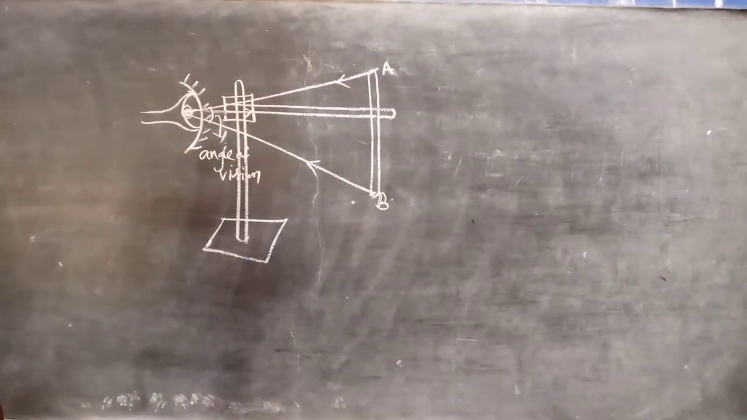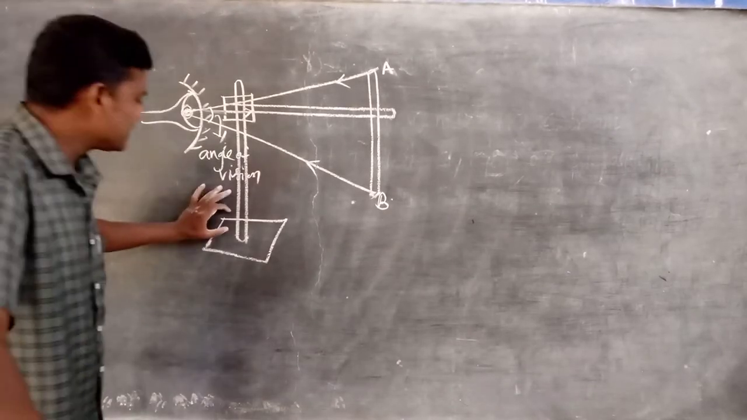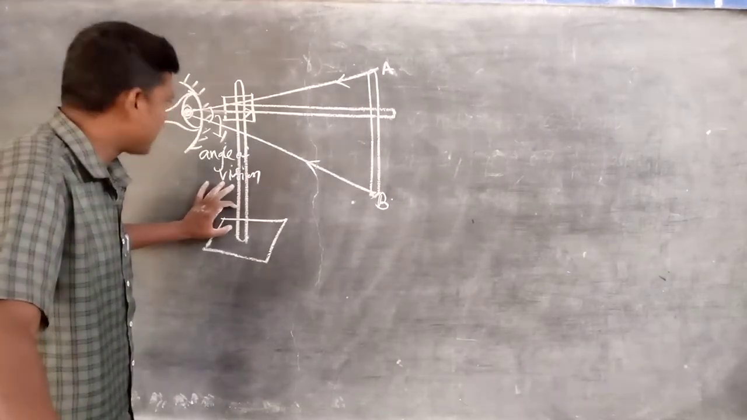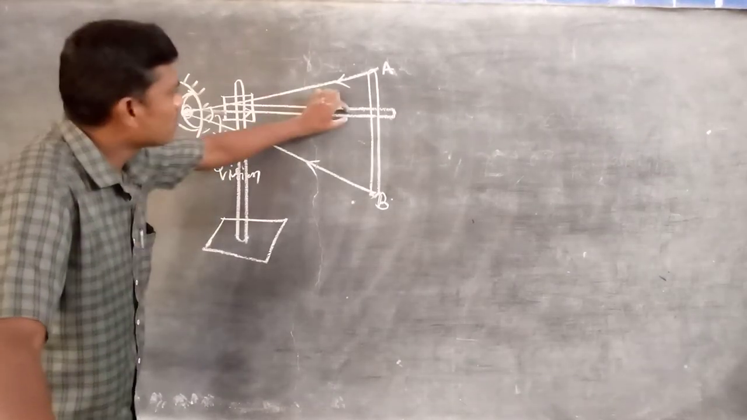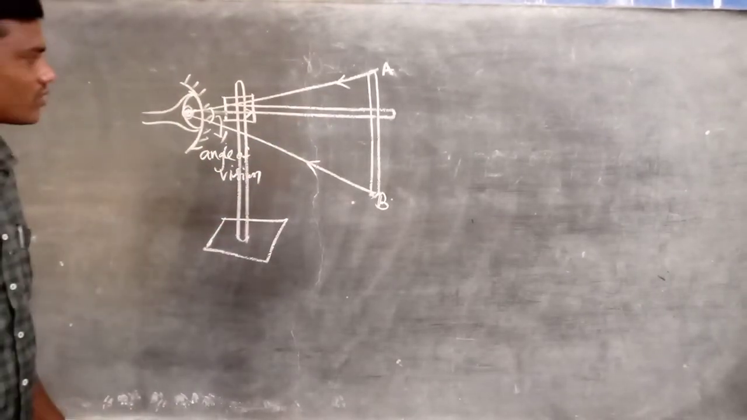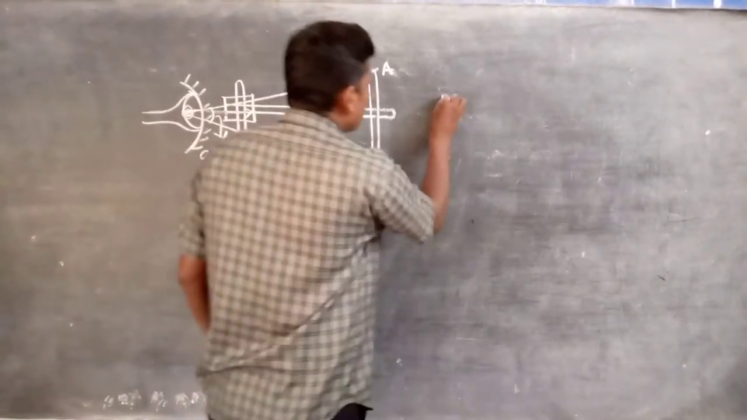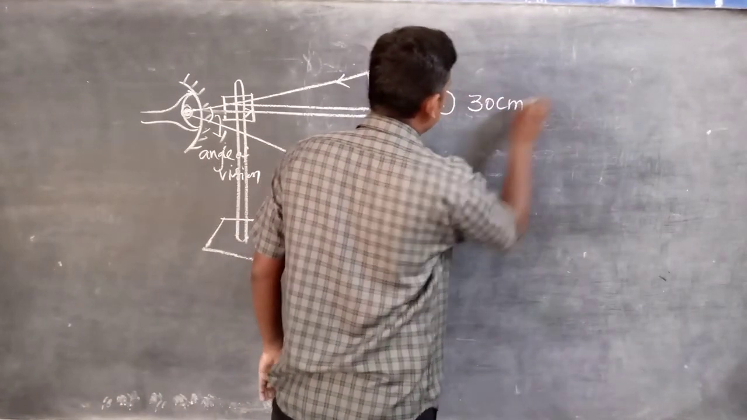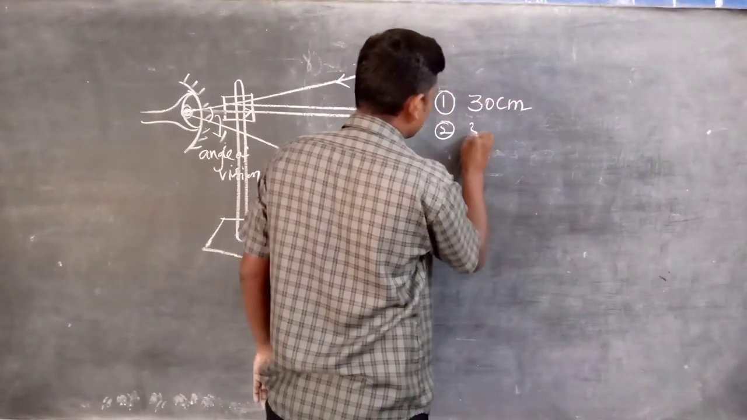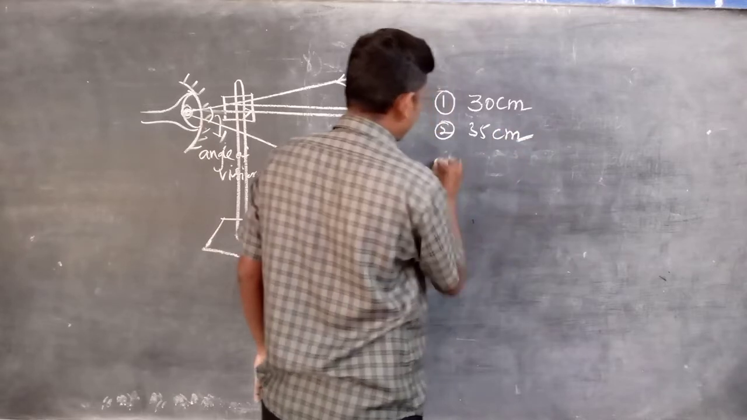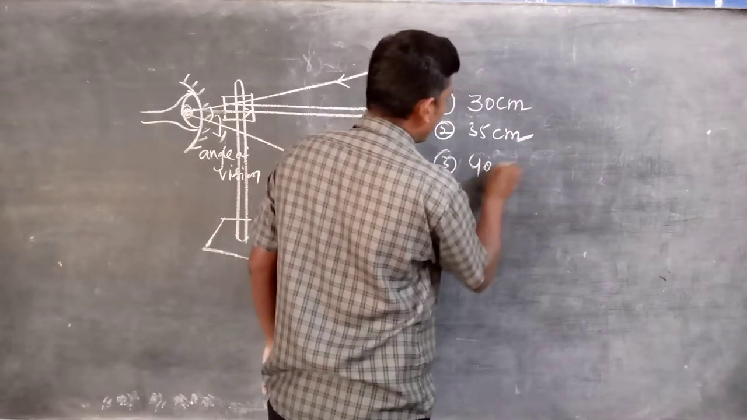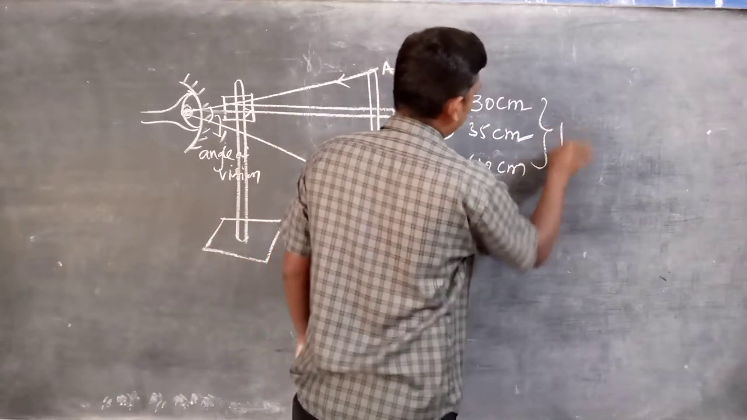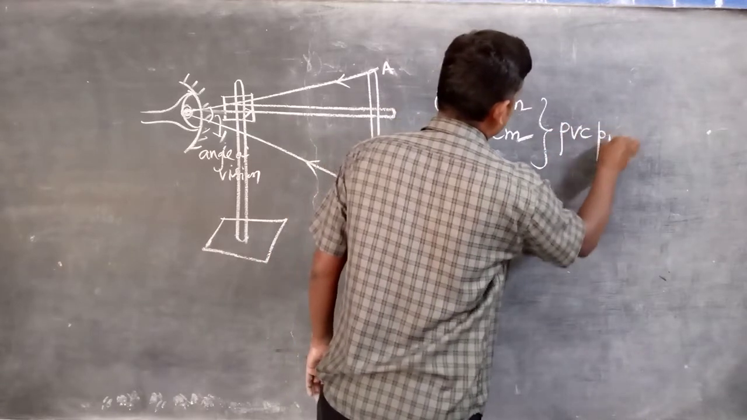So when we come to that, first of all, we take a retort stand. It will have one horizontal rod also. Now on another side, you collect 30 centimeter, 35 centimeter, 40 centimeter PVC pipes.